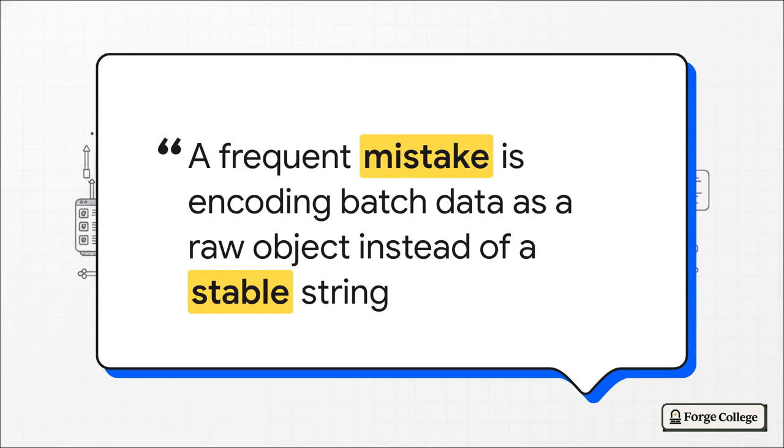A frequent mistake is encoding batch data as a raw object instead of a stable string. Always JSON.stringify your batch payloads. Seriously, guys, don't let a raw JavaScript object ruin your gorgeous blueprint. Determinism is literally everything here. If it's not predictable, it's just not going to work.